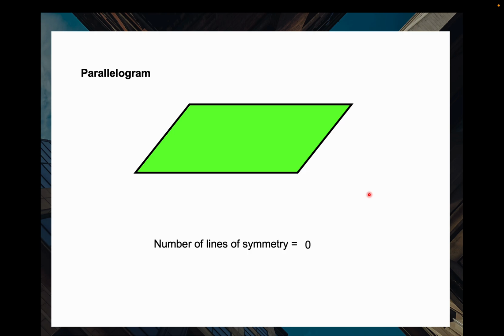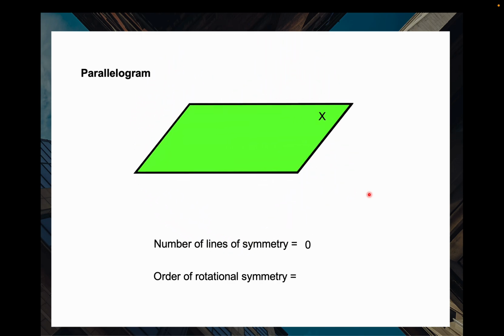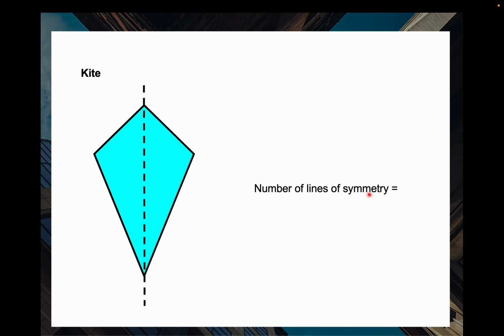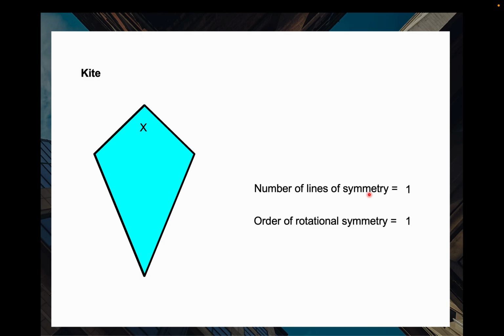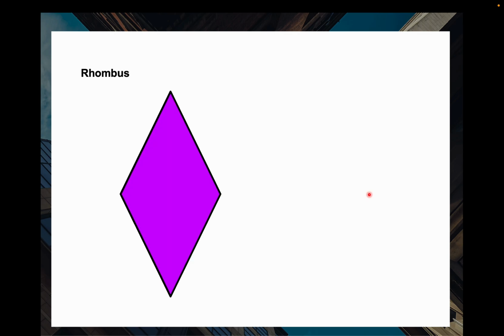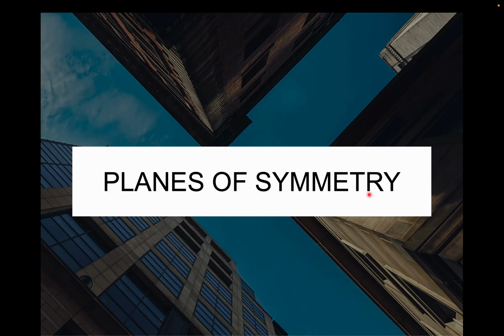For a parallelogram, we have 0 lines of symmetry and 2 rotational symmetry, as you see from the rotation. For a kite, we have 1 line of symmetry and 1 rotational symmetry. It only fits into itself at 360 degrees, so we're not going to say it doesn't have rotational symmetry. We will say it has 1 rotational symmetry. For the rhombus, we have 2 lines of symmetry and order 2 rotational symmetry. So that's it for the quadrilaterals, the lines of symmetry and the rotational symmetry.